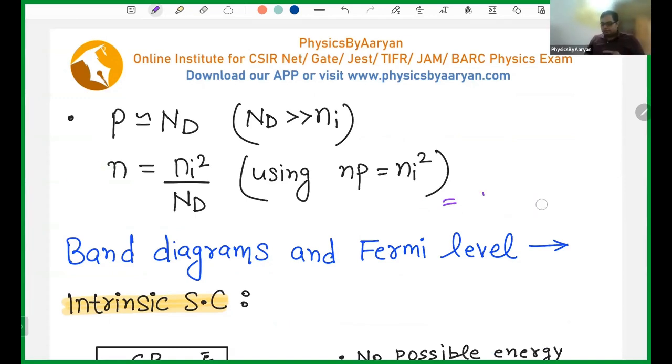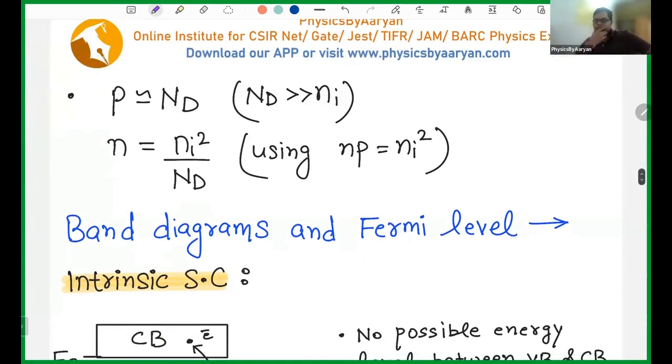Clear till here, please, anyone? Fine. You can open these notes with you if you want to read. Is everyone okay till here?